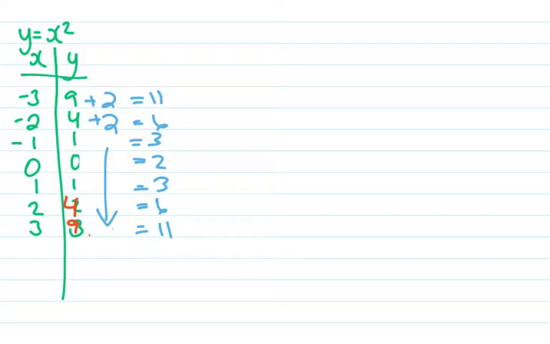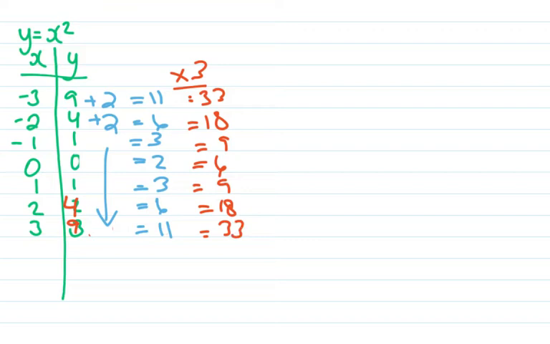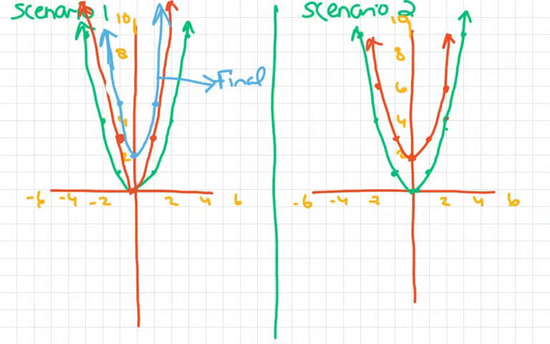Now, the next step is to multiply them by 3. So I did the addition first, then the multiplication. So that leaves me with 33, 18, 9, 6, 9, 18, 33. So I can't do 33. I can't even do 18. Negative 1 and 9. 0 and 6. 1 and 9. Connect those, and that will go straight up. And that is now my final one.